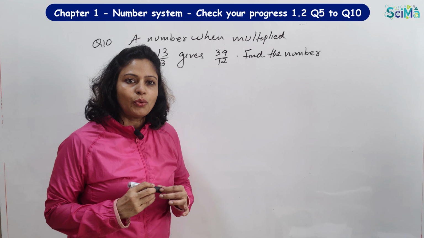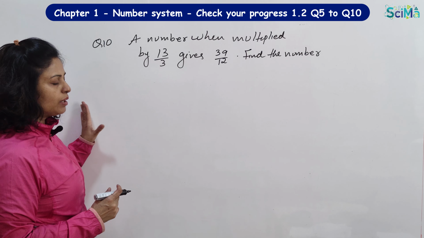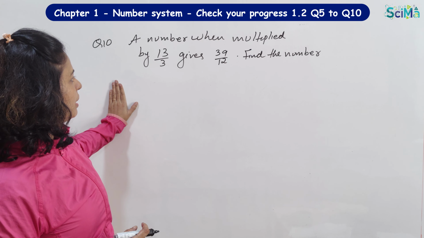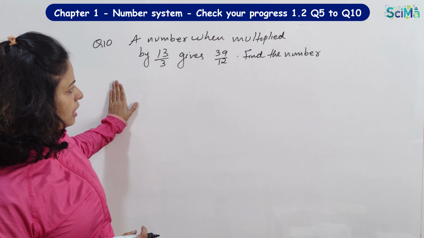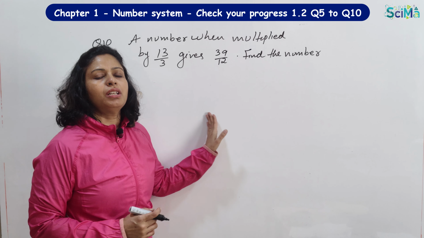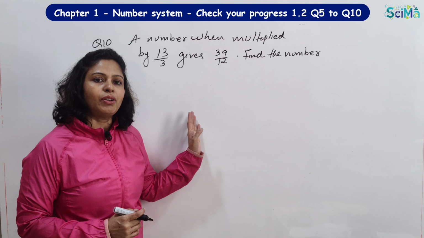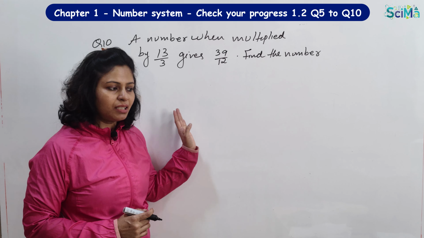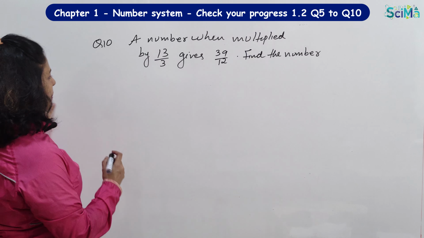Okay. So the last question of this exercise, it's a word sum. A number when multiplied by 13 by 3 gives 39 by 12. You have to find the number. Children, I hope in your earlier grades, 7th or 8th standard, you must have done sums like this. So how do we solve this?